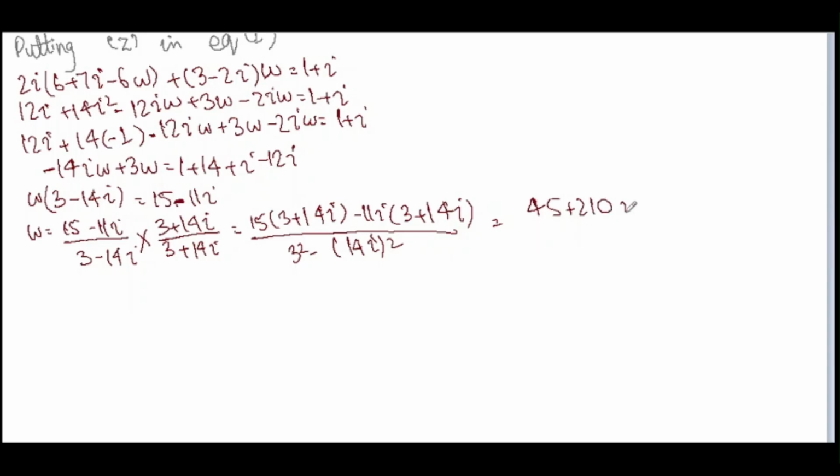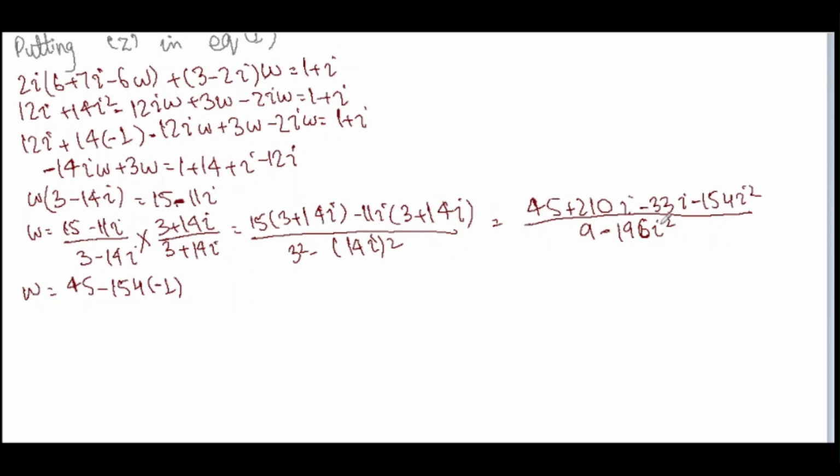Yes, 210 iota minus 33 iota minus 14 into 11 is 154 iota square, whole divided by 3 square is 9 minus 14 square is 196 iota square. Now we get w equals to 45. Now here it becomes minus 154 into minus 1, because we know the value for iota square, which is minus 1.